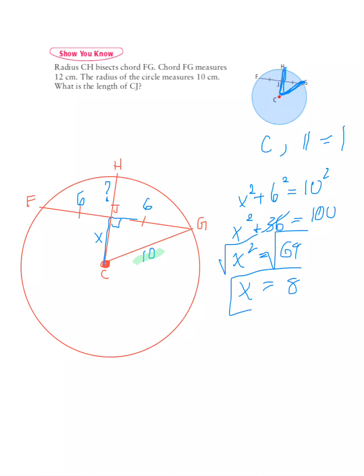X is 8 centimeters. So does that look reasonable? Let's look back at our question here. If this was 6 and this is 10, does it make sense that this would be 8? In our drawing, the way I drew it, it looks a little bit shorter, but if we sketch it or look back to the original one, yes, CJ looks like it is actually a little bit longer.